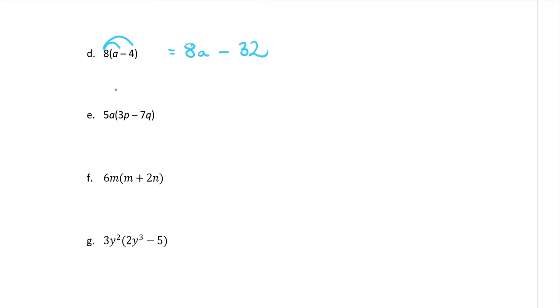Question E, getting more letters in here. 5a times 3p. 5 times 3 is 15, and then we put the letters down in alphabetical order, A, P. Then we have a minus sign in our bracket, and we do 5 times 7, which is 35, and I have an A and a Q.